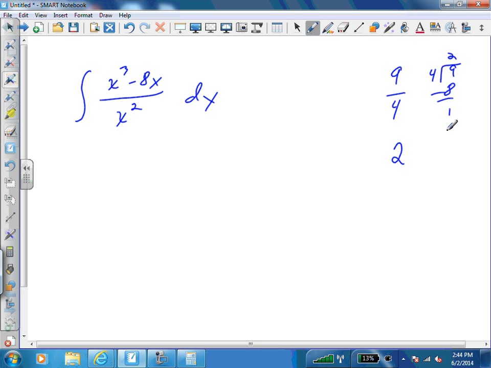We're left with 1, so 2 and 1/4. We do the same thing here. If this is improper, if we want to change it into a proper fraction, we divide that out.